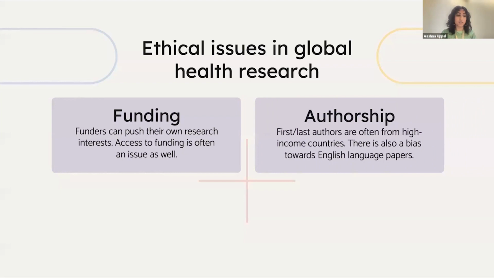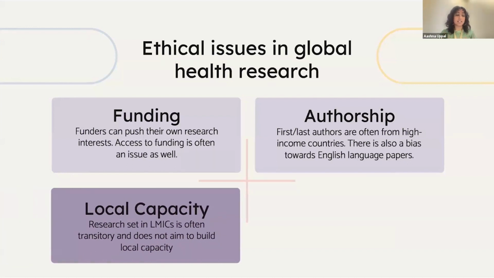The second is authorship. First and last authors on research papers, which are 2 of the most important positions in the list of authors, are often from high-income countries. So recognition and credit isn't given where it's due, and it creates a sort of academic inequity. Research publications are also most often biased towards English, which is a colonial language.